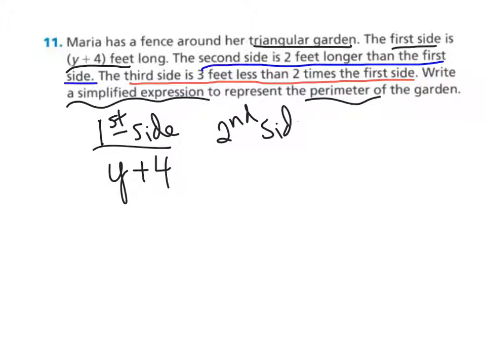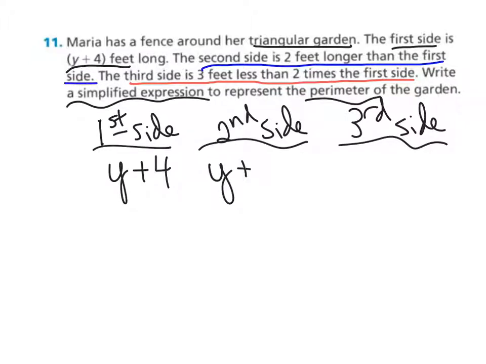The rest of it, it's kind of a riddle, where we have to think about it. So if our second side is 2 feet longer than the first side, which was y plus 4, 2 more than that would be y plus 6, or if you'd like, you can put y plus 4 plus 2. Same thing as y plus 6, either way.